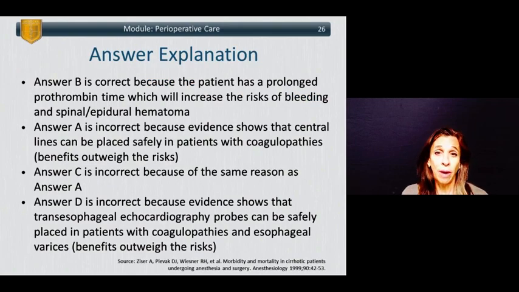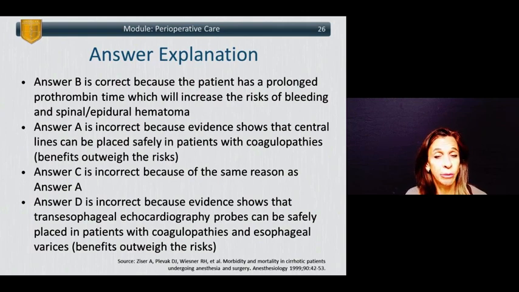So answer B is correct because the patient has a prolonged prothrombin time, which will increase the risk of bleeding and spinal epidural hematoma. Answer A is incorrect because evidence shows that central lines can be placed safely in patients with coagulopathies. There is an increased risk, but it's felt that the benefits often outweigh the risk. Answer C is incorrect because of the same reason as answer A.